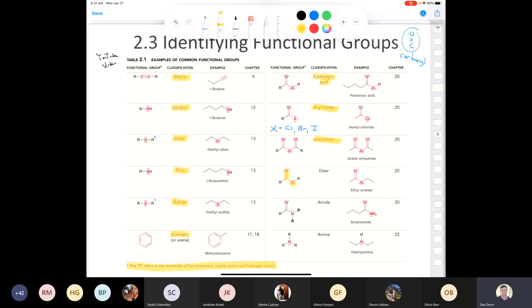So if you have a carbonyl and then you have an oxygen and then an R group, that's an ester. So now we've covered ester. The next one is an amide. It kind of looks like an ester, but you replace this oxygen with a nitrogen. So we have an amide. Next one is an amine. So if you just have a nitrogen with R groups attached to it, that's called an amine.